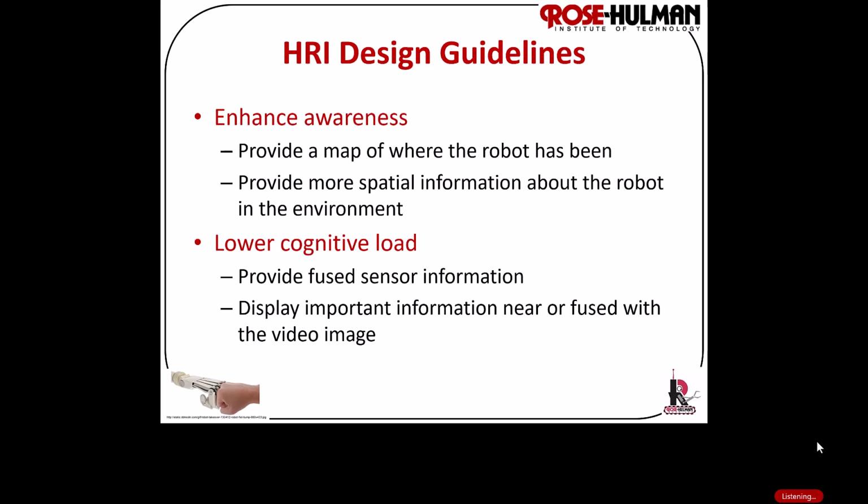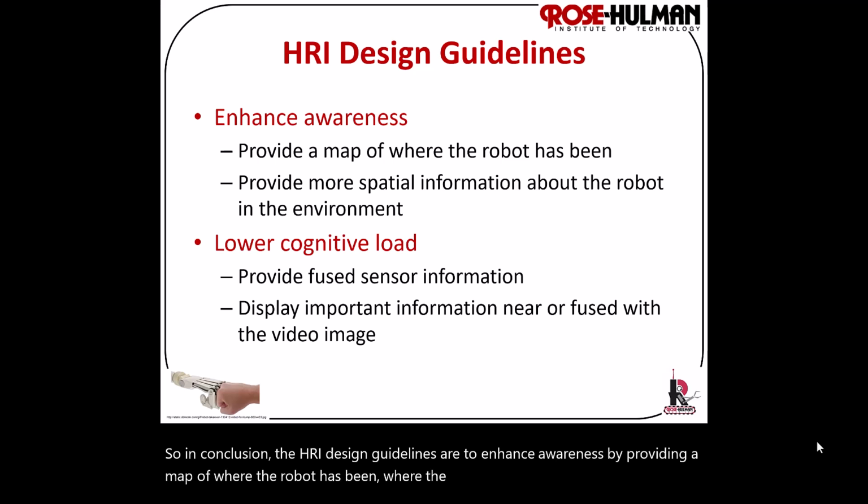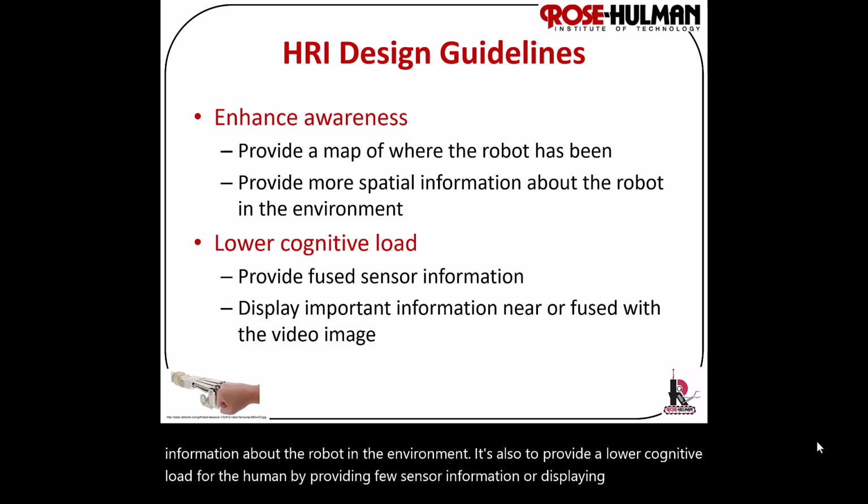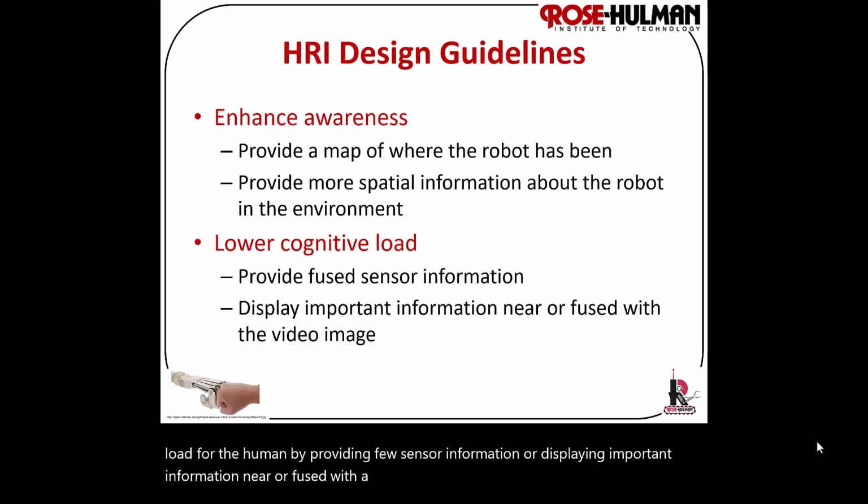So in conclusion, the HRI design guidelines are to enhance awareness by providing a map of where the robot has been, where the robot is going, or provide more spatial information about the robot in the environment. It's also to provide a lower cognitive load for the human by providing fused sensor information or displaying important information near or fused with the video image or other sensor data in order to make it easier for the human to understand the current status of the robot as it completes the mission.